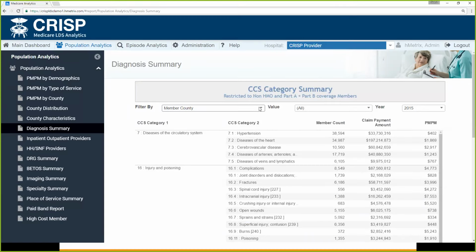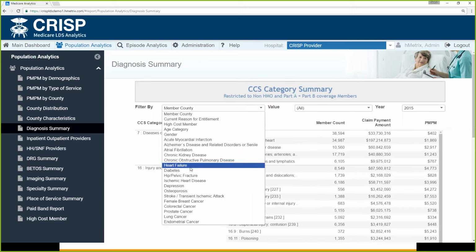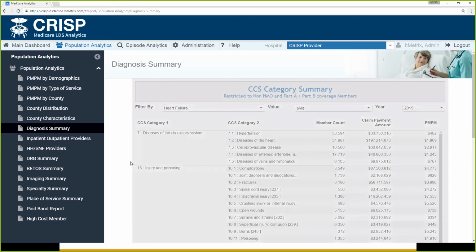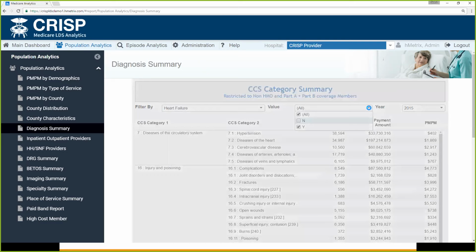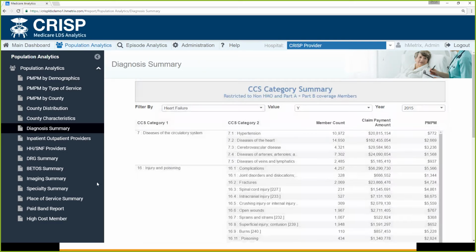All these charts also can be filtered. So for instance, you can choose a specific county if you wanted, or if let's say I wanted to only look at the heart failure patients, I can filter that down and say I only want to look at the heart failure patients. And I would filter these charts based on that specific filter that I choose.